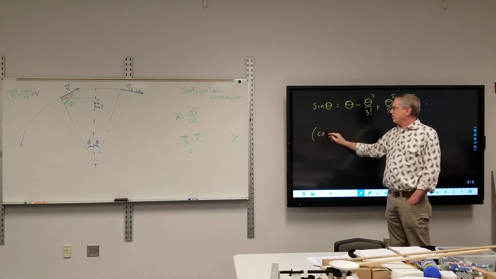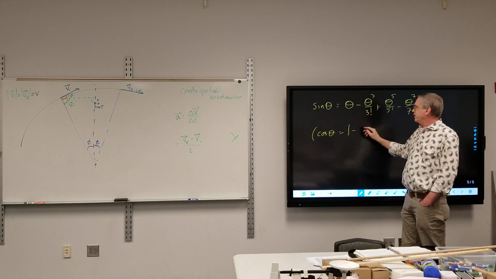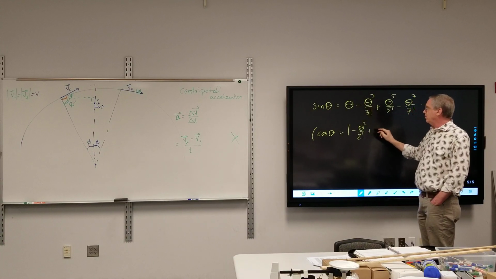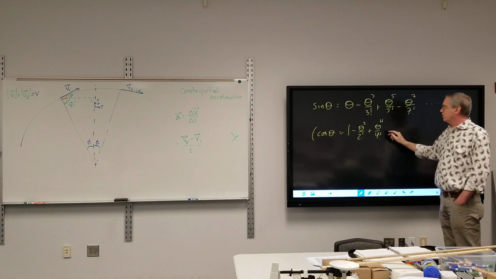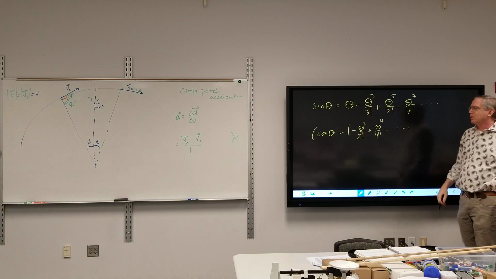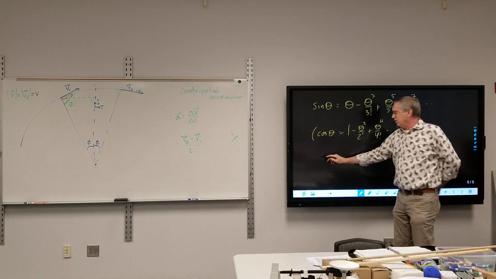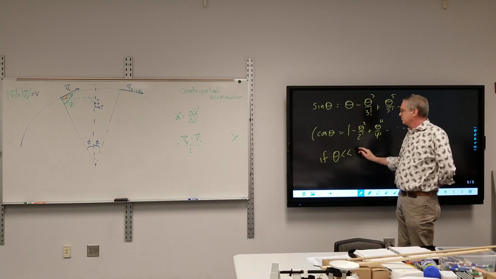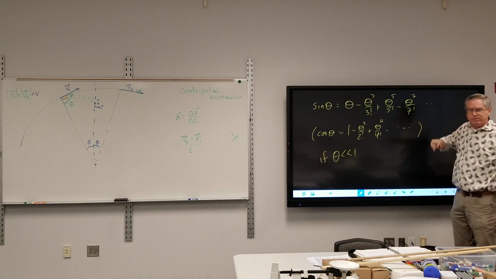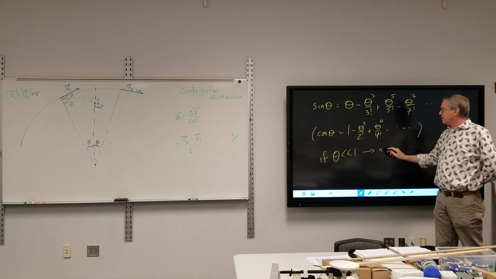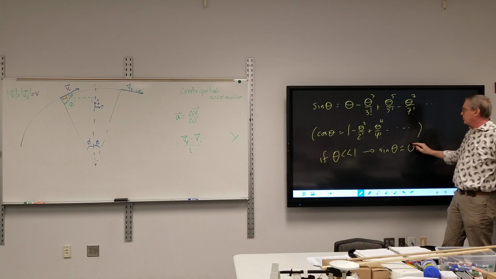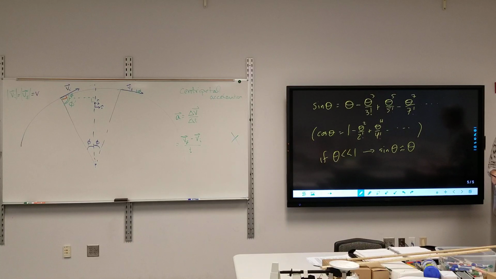As a side note, cosine of theta is 1 minus theta squared over 2 factorial plus theta to the 4th over 4 factorial, and so on. So if theta is small, much less than 1, well, if I square it, it's going to be even smaller. If I cube it, it's going to be even smaller. So if theta is really small, then these terms right here become insignificant. And what we end up with here is that sine theta is approximately equal to theta in radians.